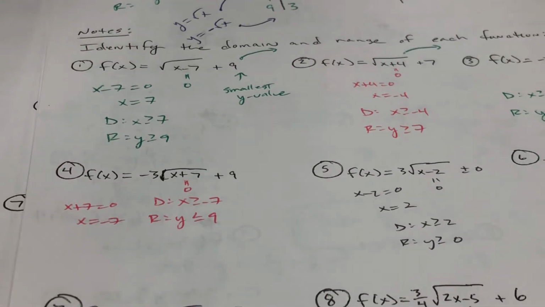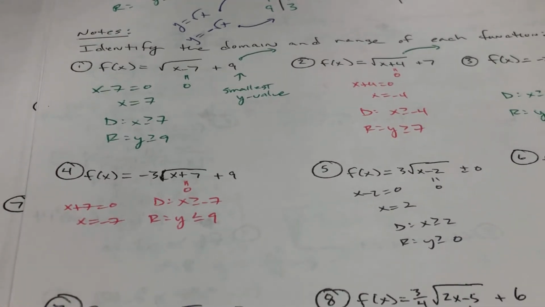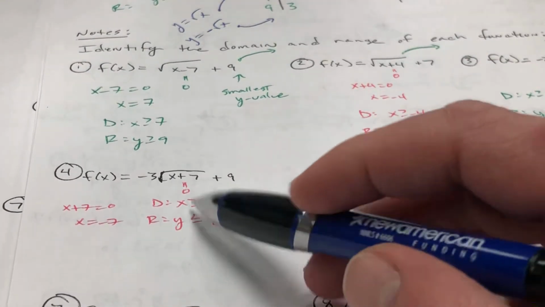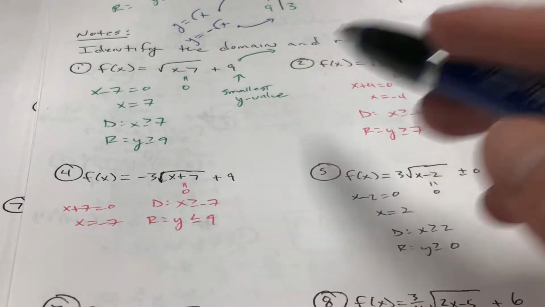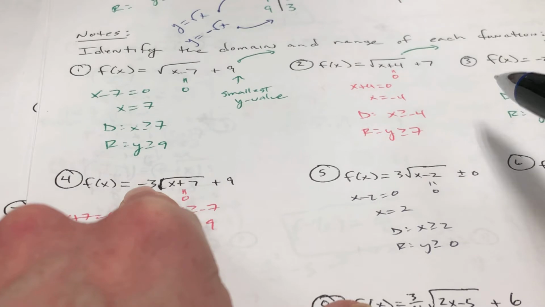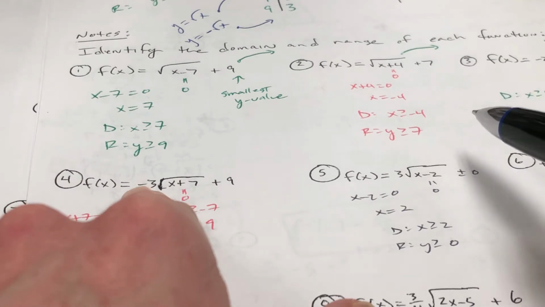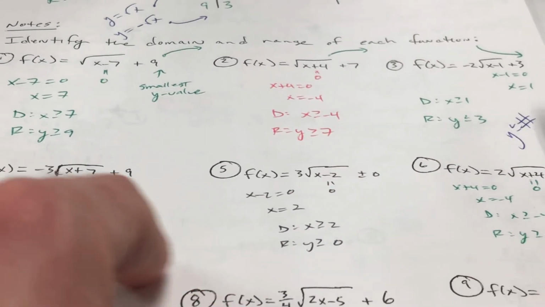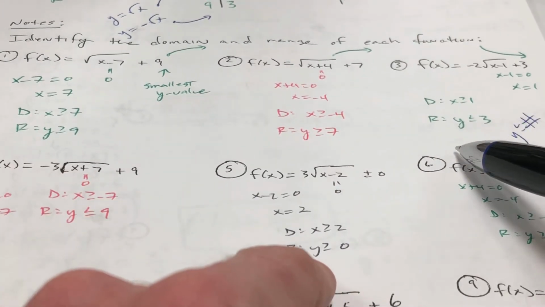So that's what we got here on number 4. Again, I set x plus 7 equal to 0. Negative 7 is the smallest x value I can have. My range is going to involve y, and it's less than or equal to because I have that negative on the outside. The bigger the numbers I plug in for x, the bigger the number times a negative, so it's really going to be 9 minus whatever that is. So 9 is the largest value of y I'm going to have.